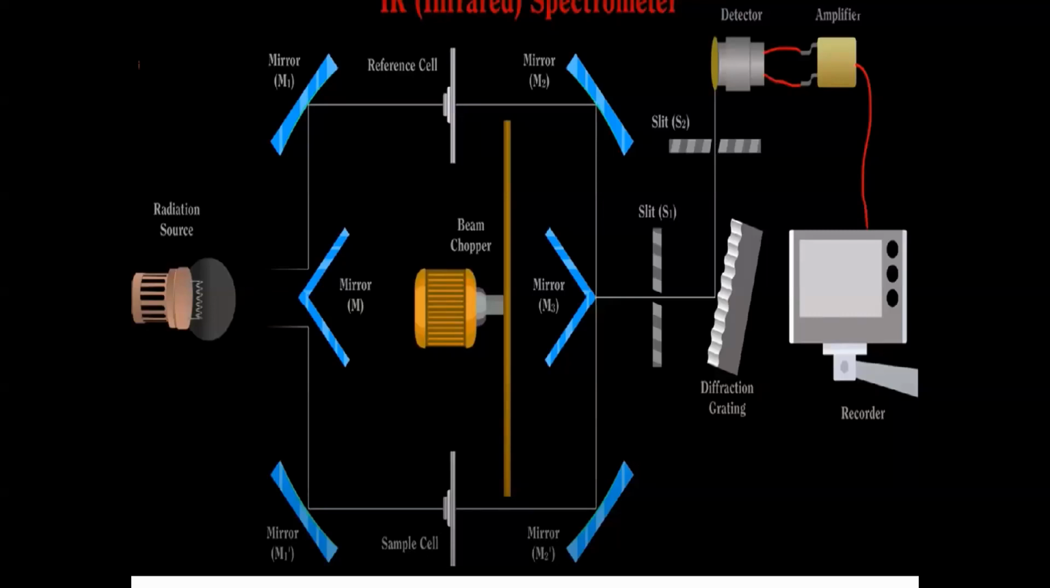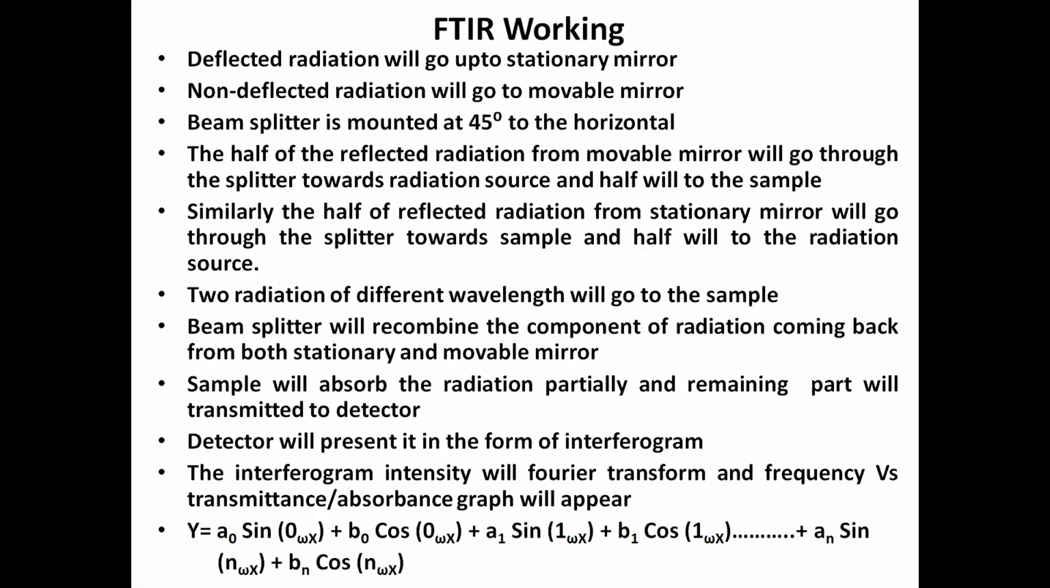Both radiations, both wavelengths, will be different due to the path difference which is created by the movable mirror, which I have explained in the previous picture. Now, this detector will send the signals to the amplifier, and the amplifier will send the signal to the computer, where the Fourier transformation will take place and you will get the proper results. The deflected radiation will go up to the stationary mirror. The non-deflected radiation will go to the movable mirror.